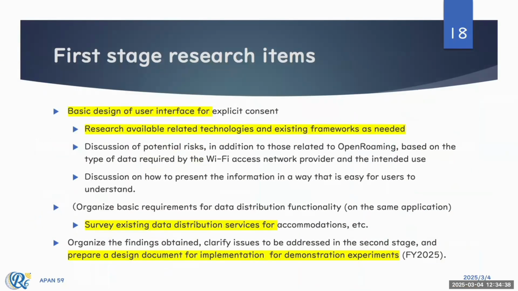So, the first stage research items are as follows. First, the basic design of a user interface for explicit consent. We will research available related technologies and existing frameworks as needed, and also discuss potential risks in addition to those related to OpenRoaming, based on the type of data required by the Wi-Fi access network provider and the interface's intended use. And also, we will discuss how to present the information in a way that is easy for users to understand. Also, we will survey existing data distribution services for accommodations and so on.